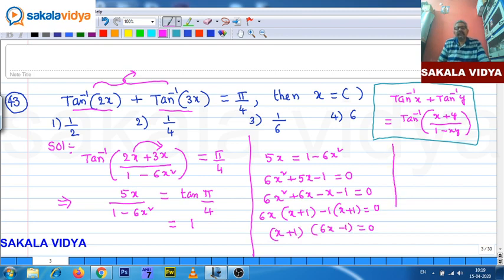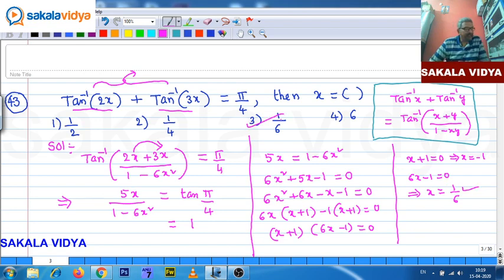So here we get two cases: x plus 1 is equal to 0, so x is equal to minus 1; 6x minus 1 is equal to 0, we have x is equal to 1 by 6. So 1 by 6 is given. So the third option is the right option. Right.